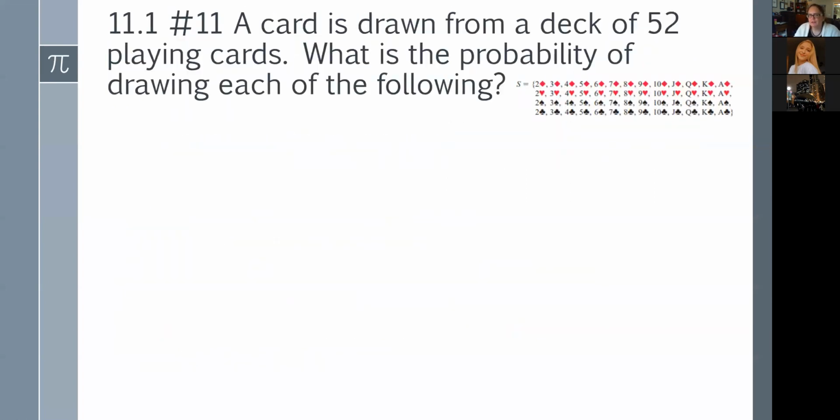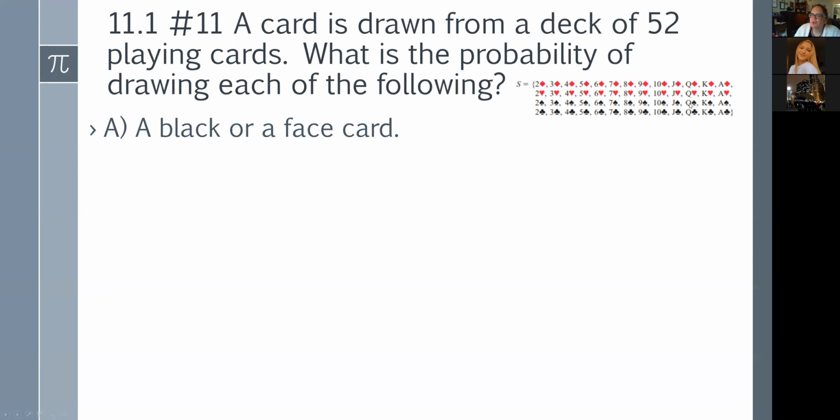Problem 11 says a card is drawn from a deck of 52 playing cards. What is the probability of drawing each of the following? I grabbed the picture out of your book that shows the possible cards in the deck of 52 cards. Part A says a black or a face card.